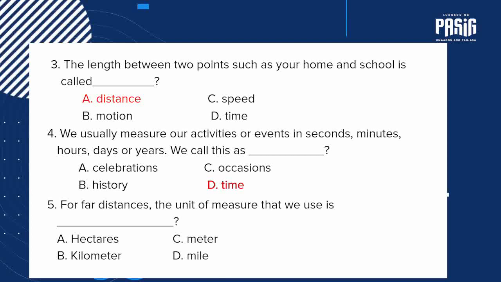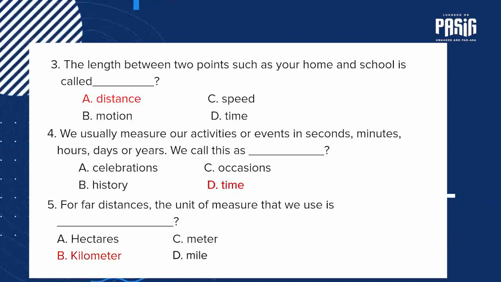Number 5. For far distances, the unit of measure that we use is blank. A, hectares. B, kilometer. C, meter. And letter D, mile. Very good. Your answer is B, kilometers.